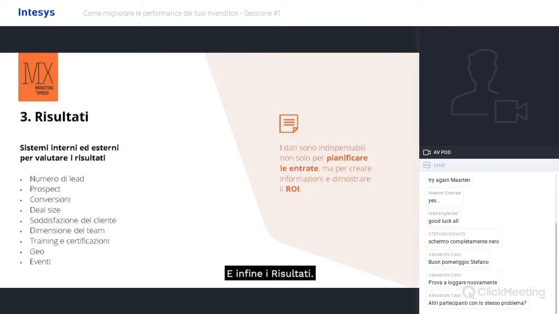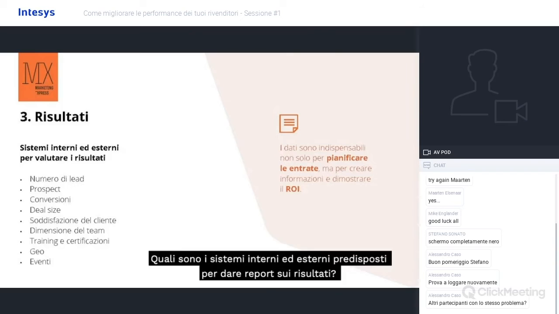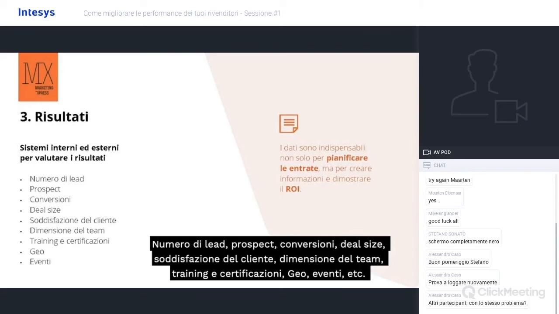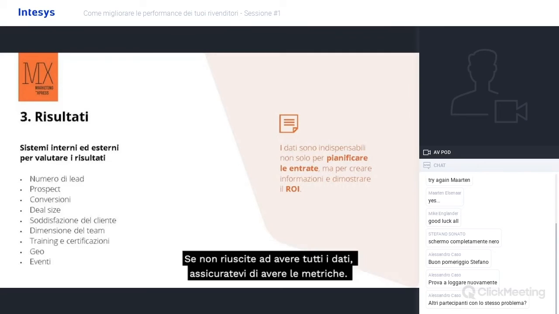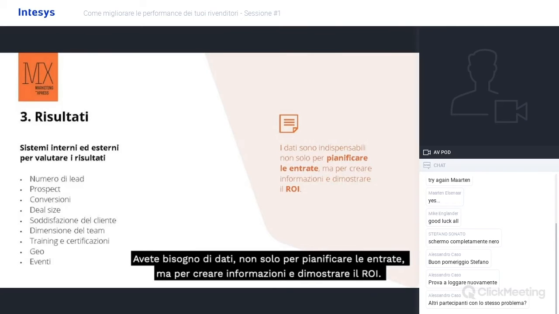And finally, results. What internal and external systems are in place that report on results? Number of leads, prospects, conversions, deal size, customer satisfaction, team size, training, certification, geos, events. It doesn't matter. If you can't get the actual data, make sure that you can get the metrics, because you need the data, not just for revenue planning, but to create insights and to prove ROI.